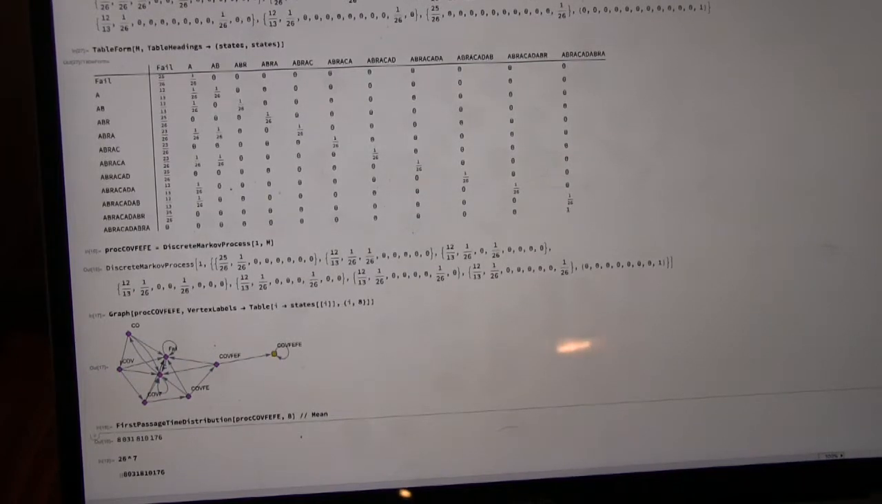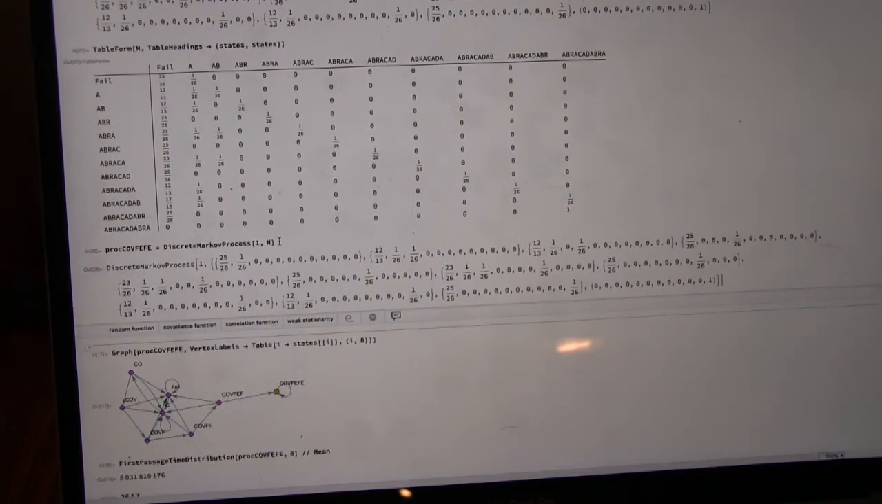Okay. So we think we got it. We think we've set this up right so all the transitions happen. Then we have to make what's called our discrete Markov process. I should probably change this to the process abracadabra, but that's okay for now. We know what it means.